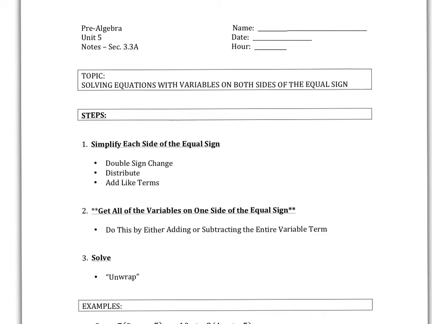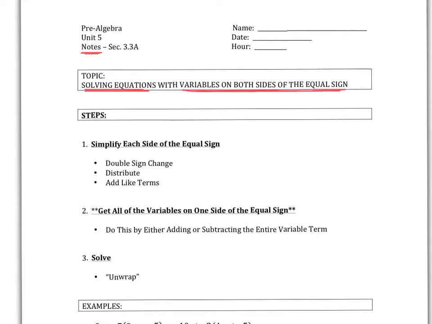Alrighty, here are your notes for section 3.3a, in the topic, solving equations. This time though, there are going to be variables on both sides of the equal sign. We haven't seen that up till this point.